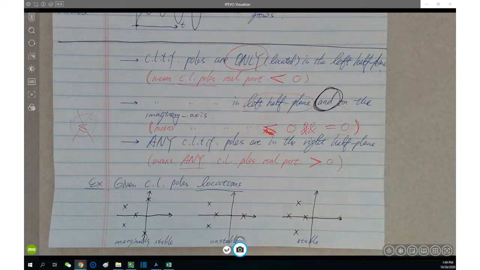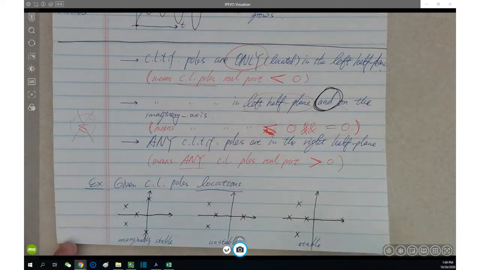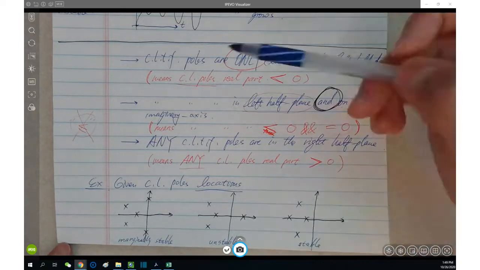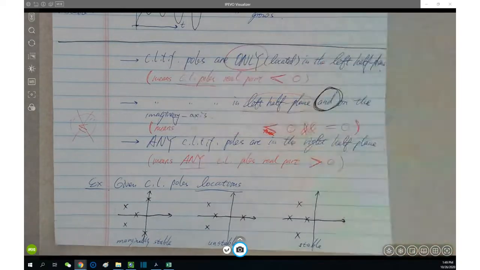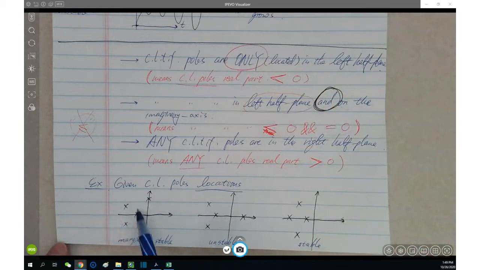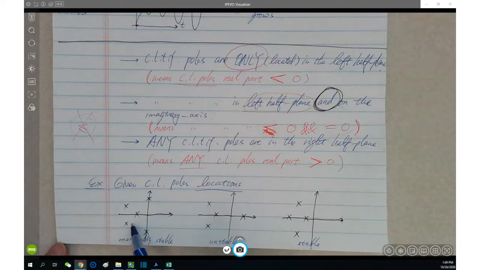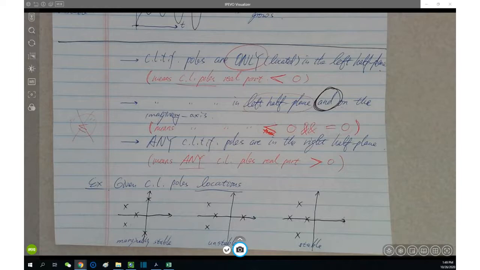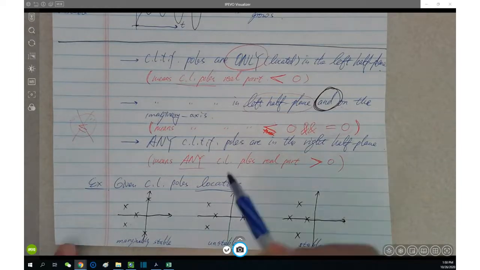Yep. So from here, I think we can tell how we better understand these three things, right? The first one is marginally stable. Well, we are seeing three poles on the left half plane, and once again, you're seeing what? Some poles on the imaginary axis. Right? This is what? Marginally stable. Here we go.